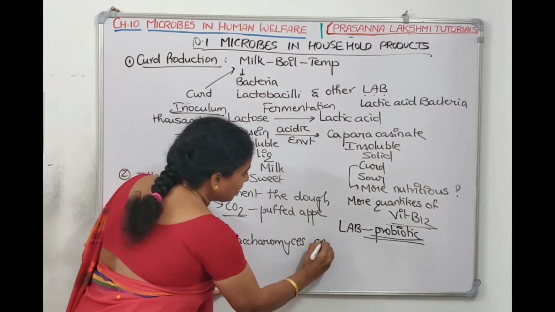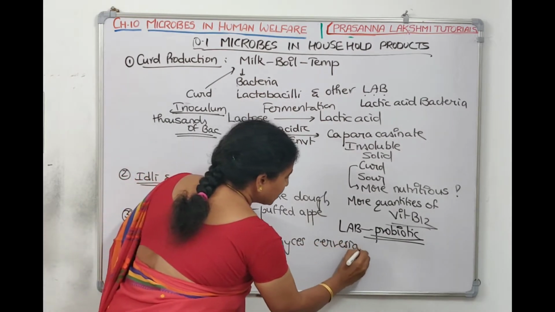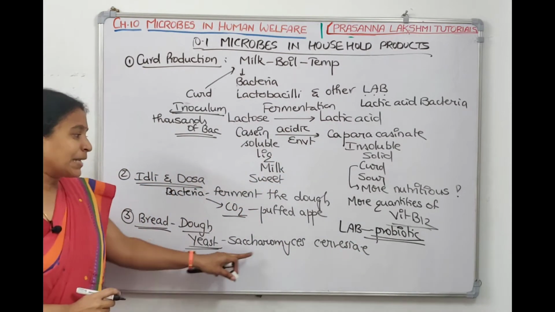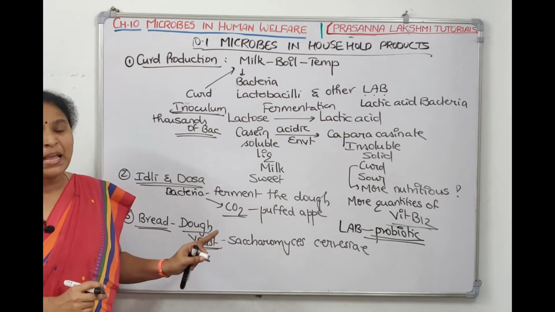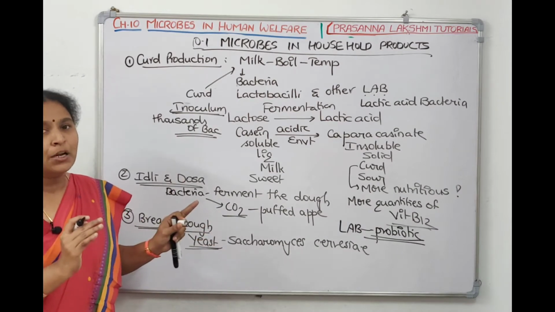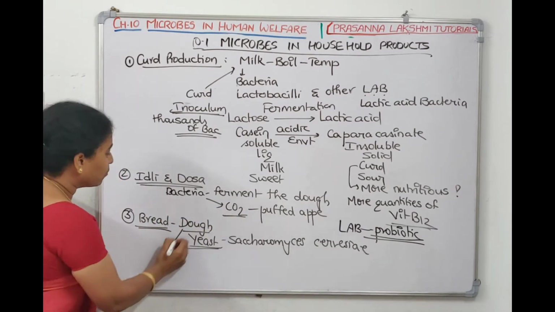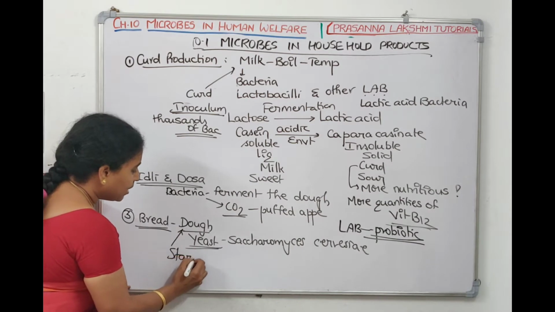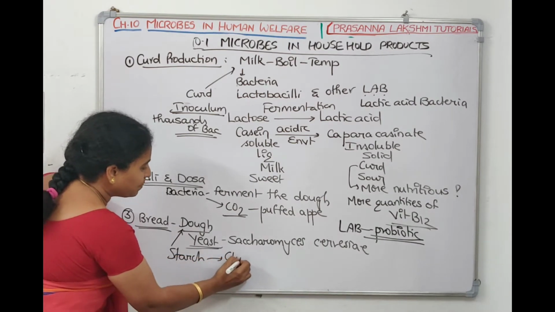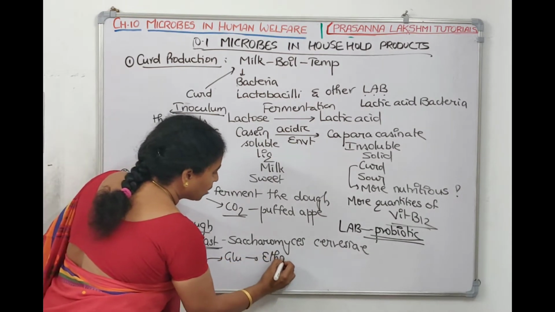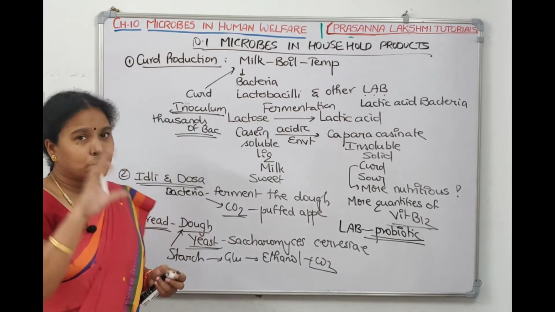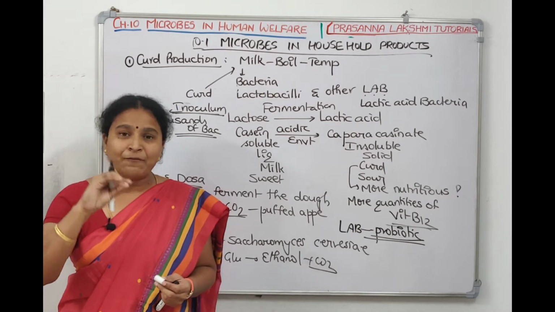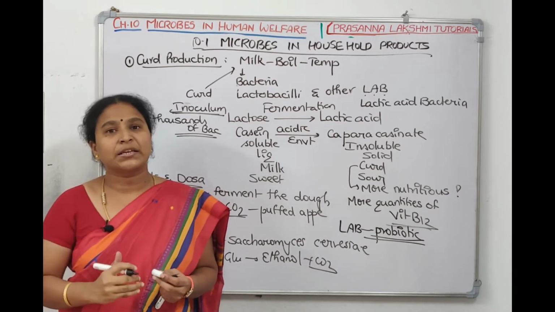Saccharomyces is the genus name. Cerevisiae is the species name. Saccharomyces cerevisiae is a yeast which is used in bread making. What will it do? The same thing, it will do fermentation. The dough contains starch. It breaks the starch into glucose, and it breaks the glucose into ethanol, alcohol, and carbon dioxide. So in bread also, that porosity, that fluffiness is because of the carbon dioxide only.